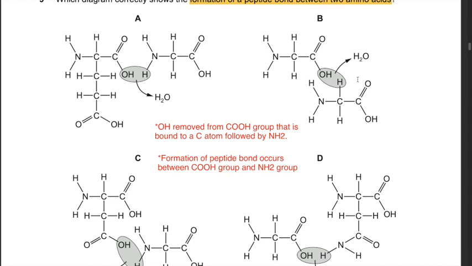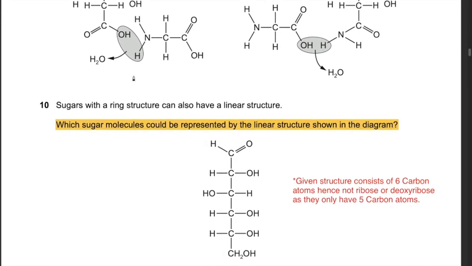Why is C incorrect? Because C shows the removal of an OH group from a carbon atom that is bound to two carbon atoms and then a NH2 group. However, A shows only one carbon atom and then an NH2 group. Therefore, A is the correct choice. Again, OH is removed from a carboxyl group that is bound to one carbon atom followed by NH2. However, C shows the removal of an OH group from a carboxyl group bound to two carbon atoms followed by NH2. Therefore, the correct diagram is A.